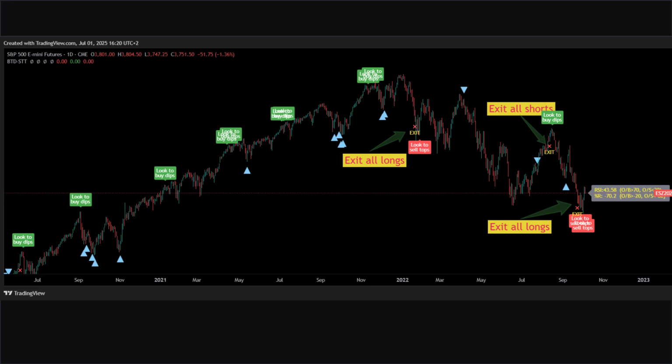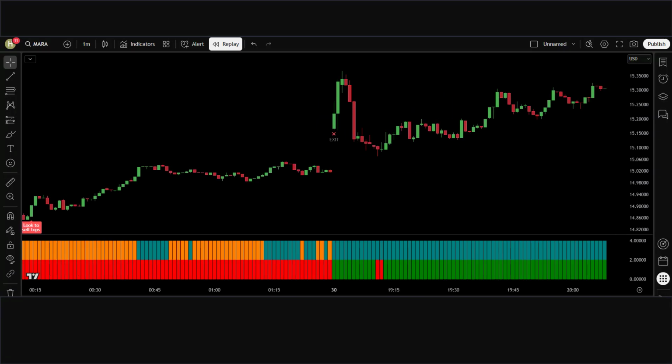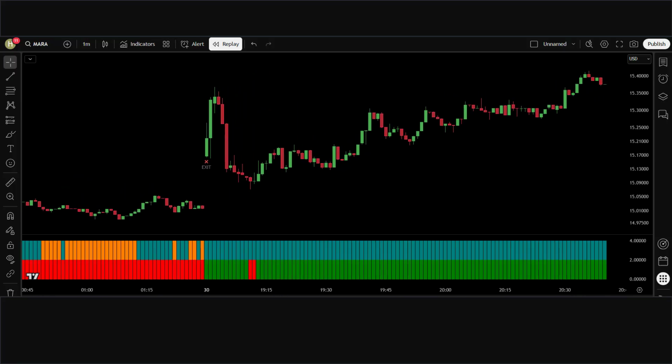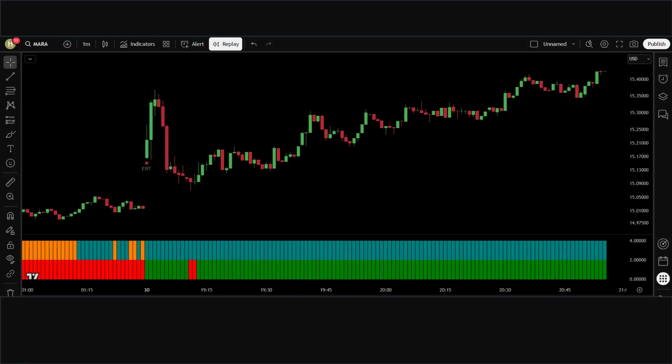Second, it combines RSI and Williams R oscillators to identify overbought and oversold conditions. You'll see clear triangle signals on your chart when the price rebounds from oversold levels in an uptrend, or from overbought levels in a downtrend. The indicator also includes visual trend labels and entry markers to make it easy to spot opportunities in real time.